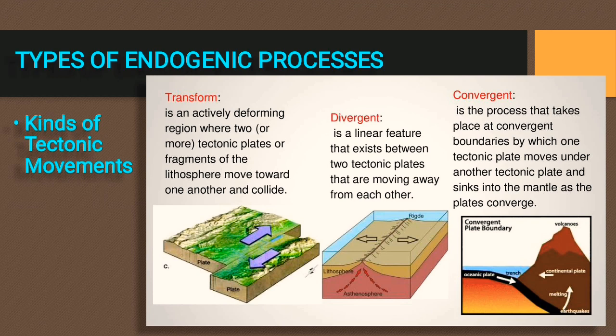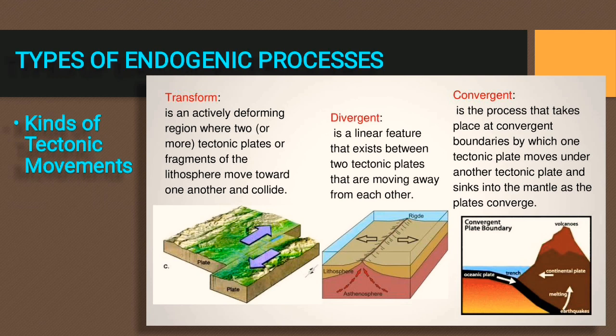And then we have divergent plate boundaries, wherein this is the linear feature that exists between two tectonic plates that are moving away from each other. The divergent boundaries within continents initially produce rifts, which eventually become rift valleys.